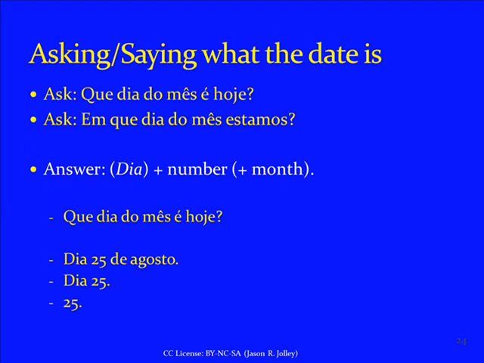And here we have the last couple of forms that are pretty common. Somebody might ask, que dia do mês é hoje? Or, em que dia do mês estamos? What day are we on? The answer again is, I can say dia or not, provide the number, and then say the month or not. Okay? So, like I said, the answer is flexible. Responses could be dia 25 de agosto, dia 3 de maio, or just dia 25, dia 3, or simply, 25.